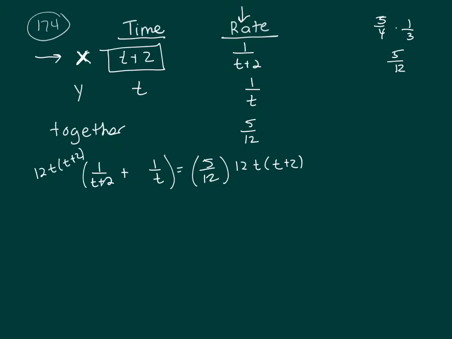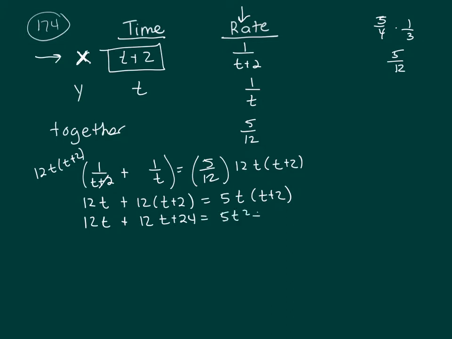Here the T plus 2's cancel, and I'm left with 12T times 1. Here the T's cancel, I'm left with a 12 times a T plus 2. Here the 12's cancel, I'm left with a 5T times a T plus 2. So this is 12T plus 12T plus 24 equals 5T squared plus 10T.